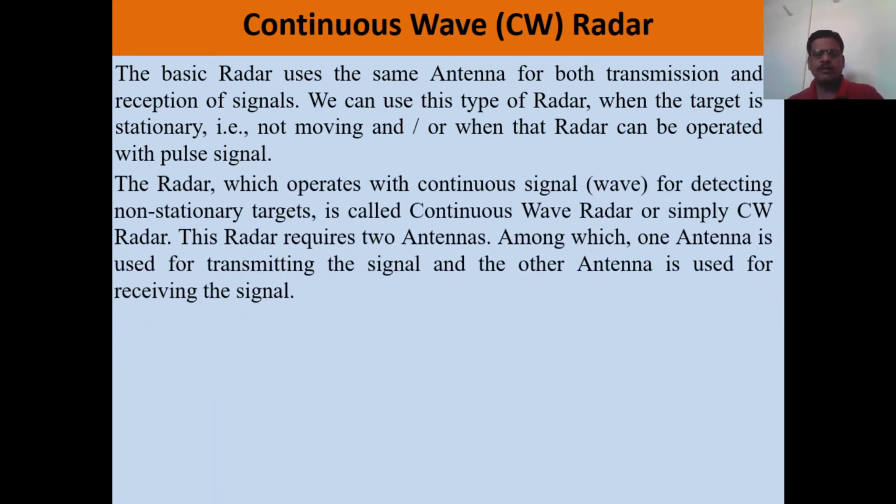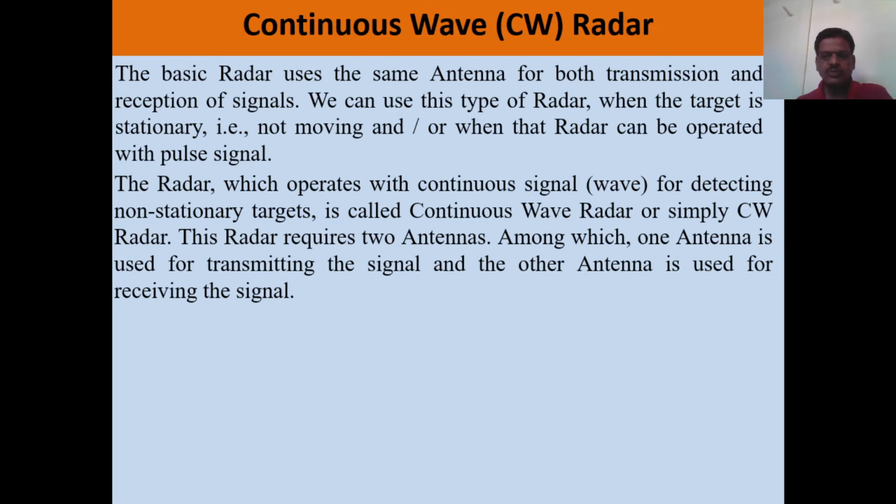The radar which operates with continuous signal for detecting non-stationary target is called the continuous wave radar, or it is simply known as the CW radar. This radar requires two antennas. One antenna is used for transmitting signal and another antenna is used for receiving signal.